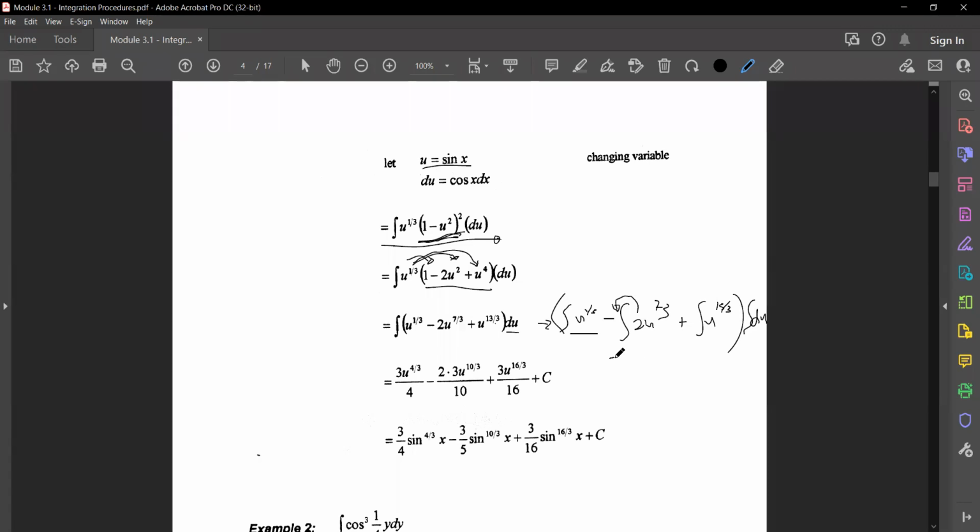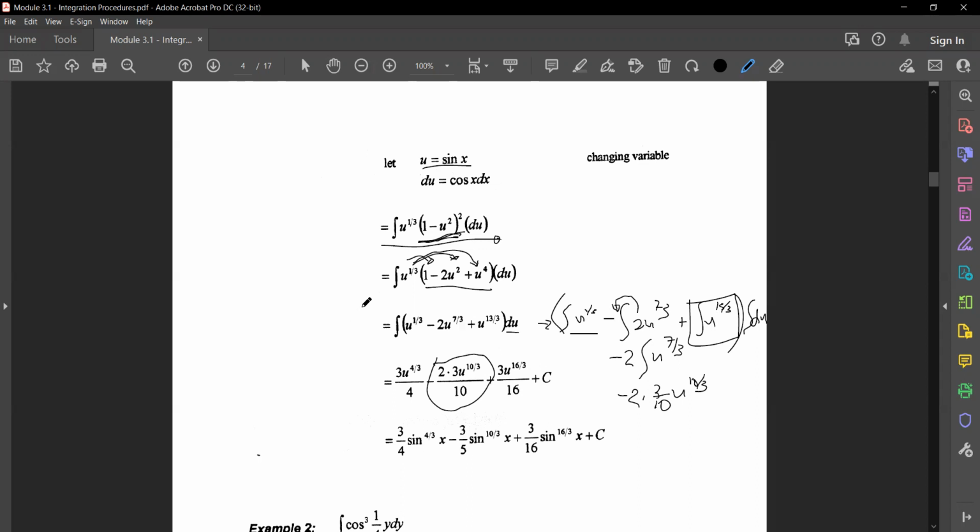So magiging ano to, magiging minus 2 integral of u raised to 7 over 3, or that will become equal to negative 2 times integral nito, that is 3 over 10 u 10 over 3. Yan, or that is ito. Yan. Then integral of u 13 over 3, that is 3 u raised to 16 over 3 over 16.